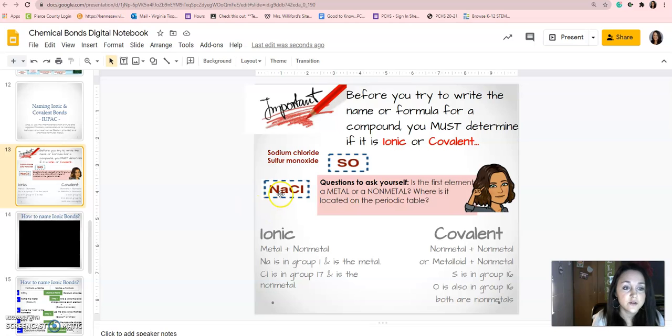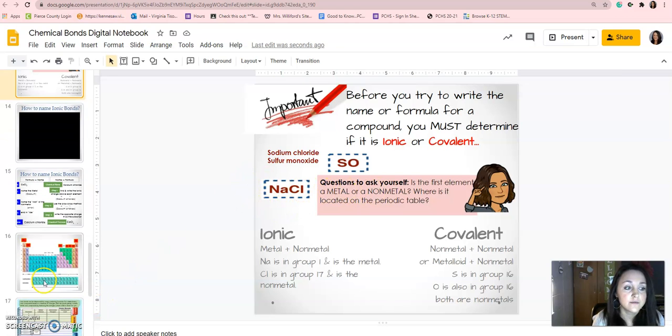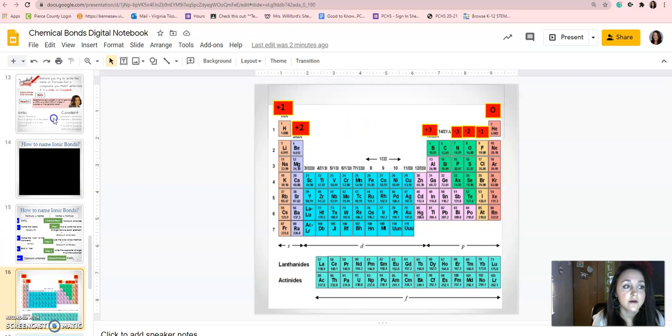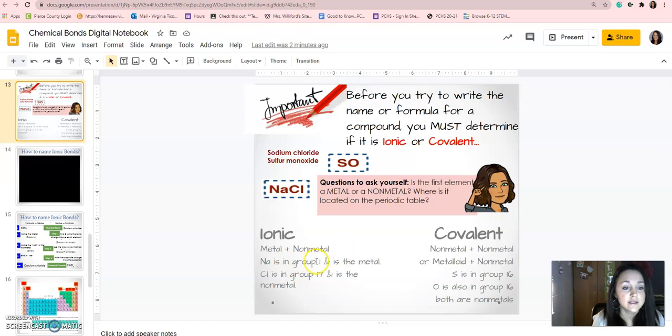So we can look at two formulas right here. And we can tell if it's ionic or covalent by first asking ourselves, is there a metal in it or is it two nonmetals? So let's look at it. NaCl. NaCl is sodium and chlorine. I have Na and Cl. So since one of my elements is on this side of the table with a positive charge, that means that is ionic. Okay? Metal and a nonmetal. Na is in group 1. Cl is the nonmetal in group 17.